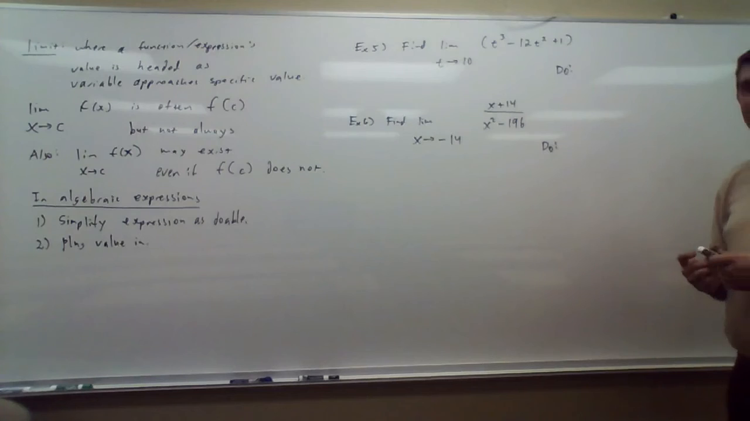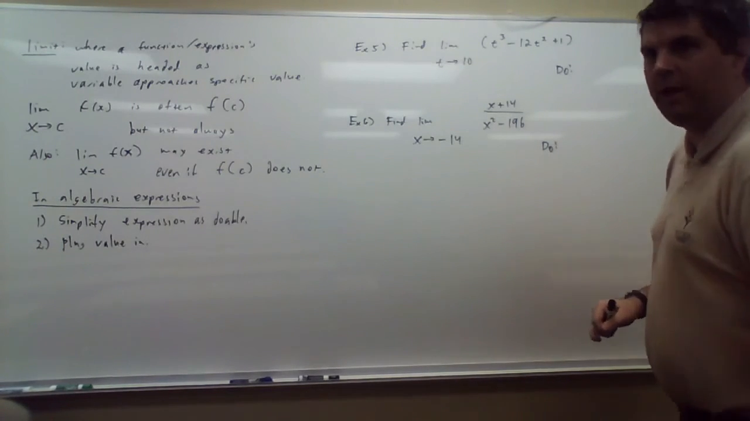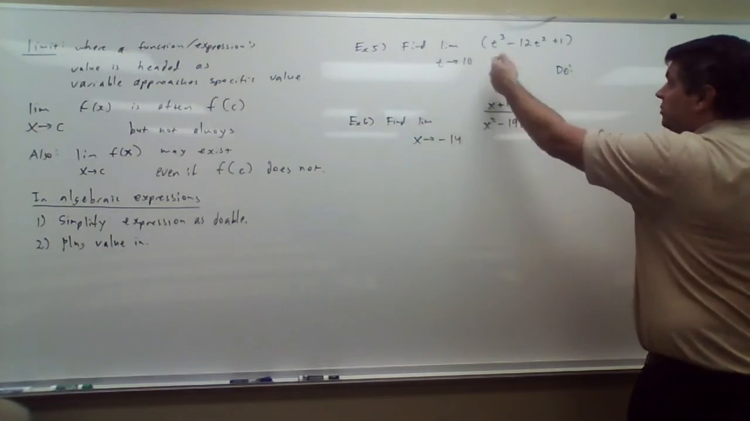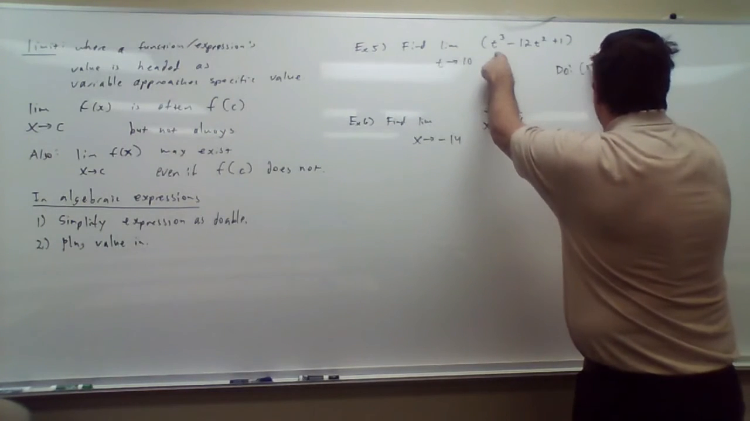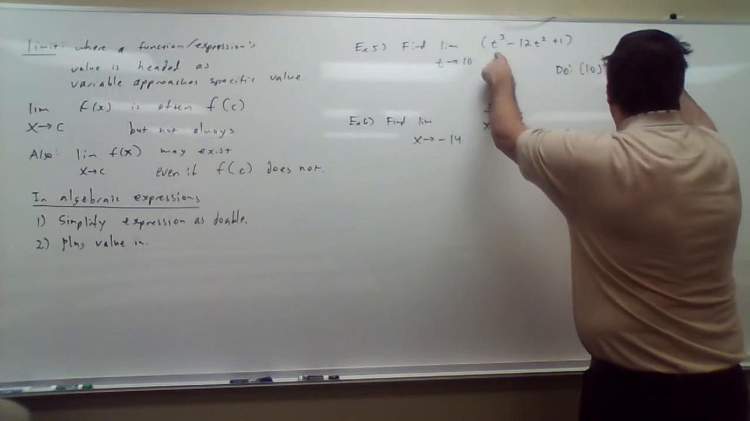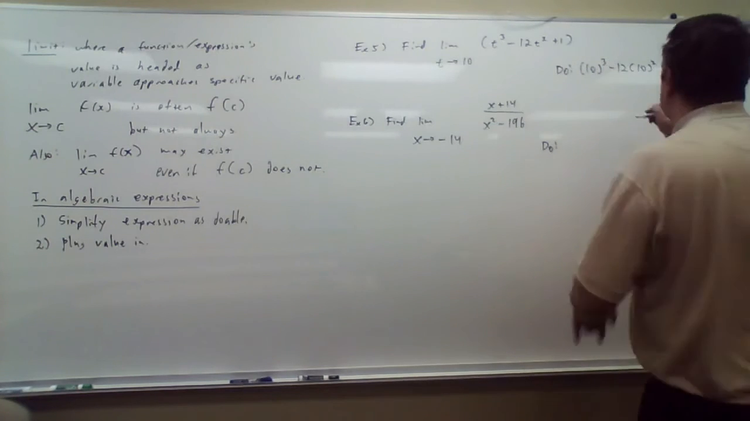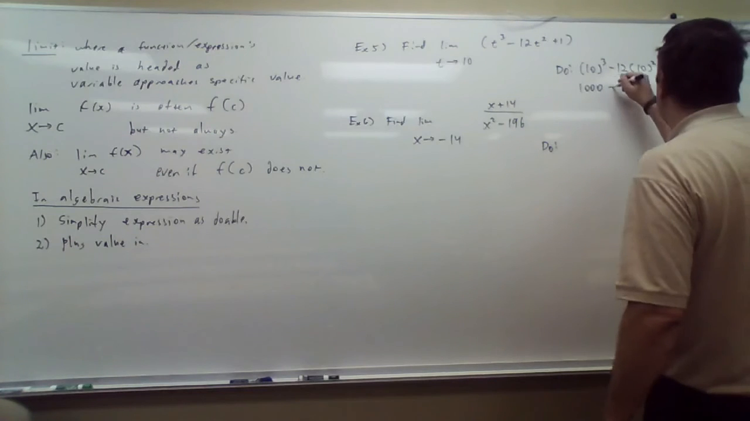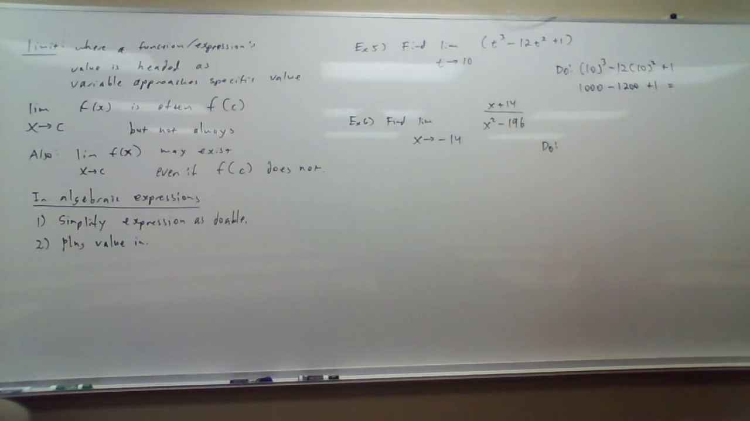All right, sometimes they'll just have the limit of the expression. Okay? Well, there's no function name here, and this time they're using t's. Well, that's fine. We'll follow the same procedure. There's no simplification I know that can be done here, so we'll simply start plugging the numbers in. Okay? So, that's 1,000. 10 squared is 100 times 12 minus 1,200 plus 1. Well, that's going to be negative 199.